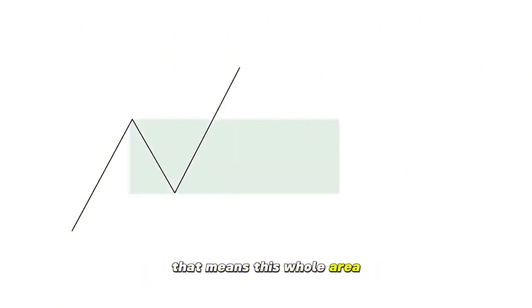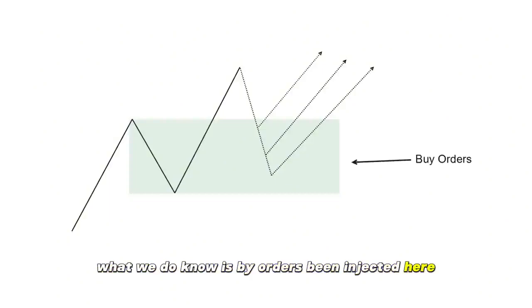That means somewhere along this area, orders have been injected. And when price does return to this area, price could reverse anywhere. It could reverse here, here, here. We don't know for certain, but what we do know is buy orders have been injected here.